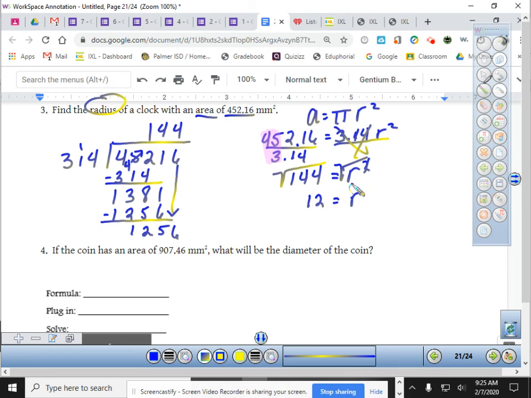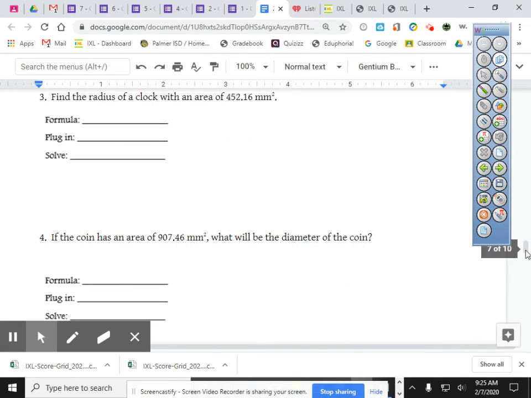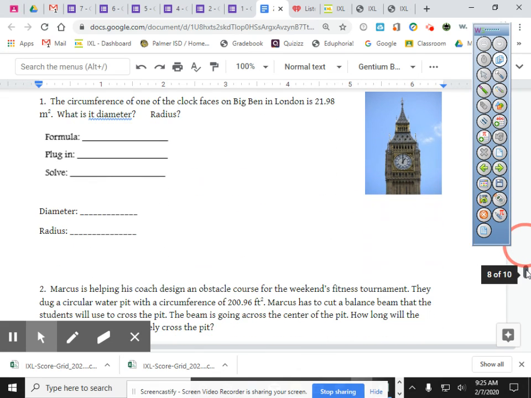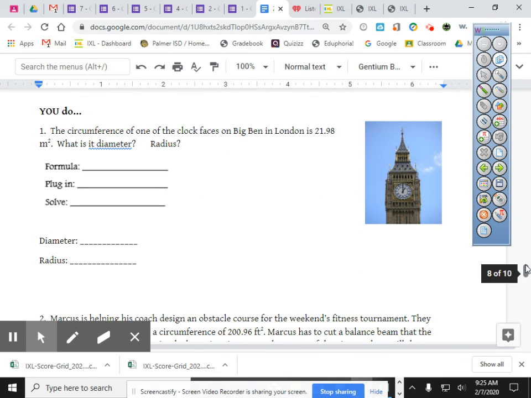Are we good? Is that what they're asking you? Yes. Okay, so your assignment is the you do. What I need you to realize is it's mixed. The circumference of one of the clock faces on Big Ben in London is 21.98 square meters. That's wrong. That shouldn't say square meters. It just should say meters. What is its diameter? What is its radius? Please notice that this is mixed. It's going to give you the circumference and the area.